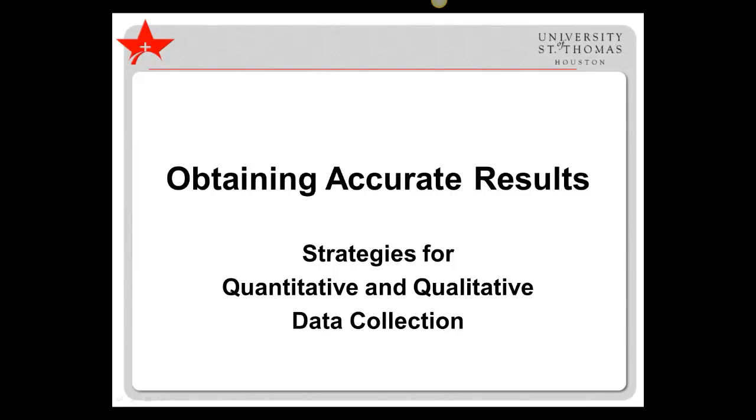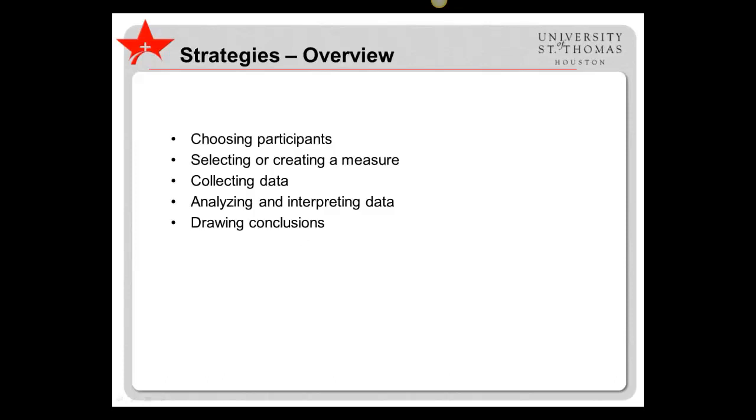Obtaining accurate results: strategies for quantitative and qualitative data collection. There are many aspects of research design that can help improve the accuracy of your results. Consideration should be paid to how you choose participants, how you select or create a measure, how you collect data, how you analyze and interpret data, and how you draw conclusions.